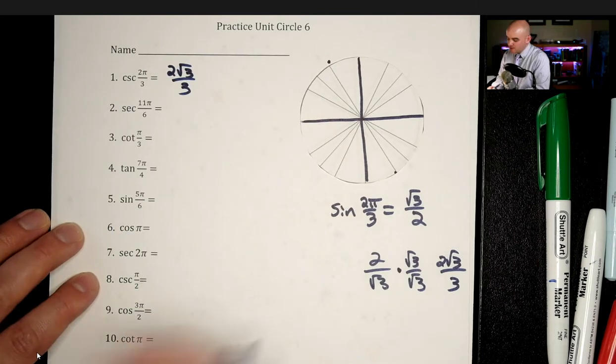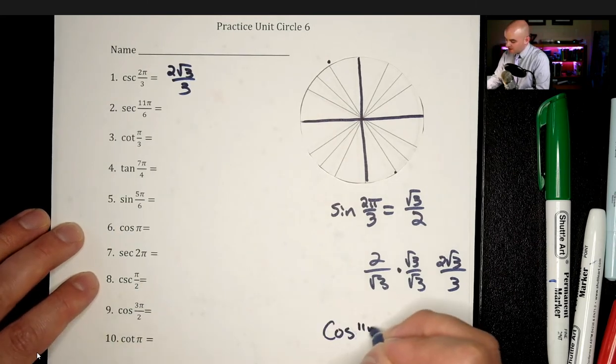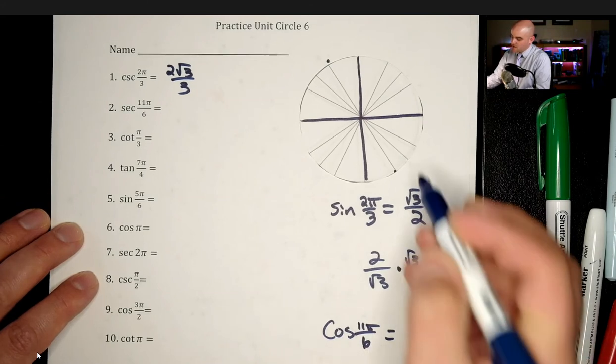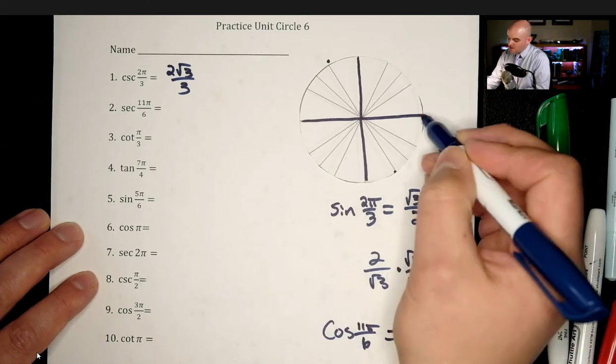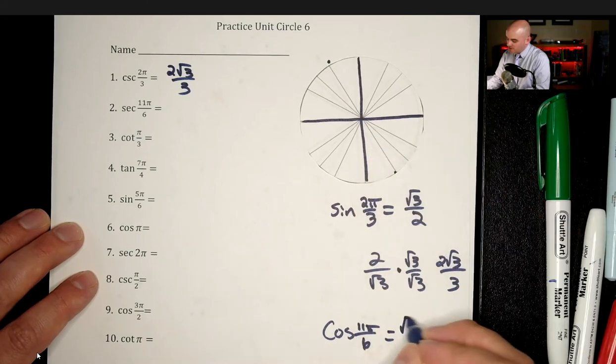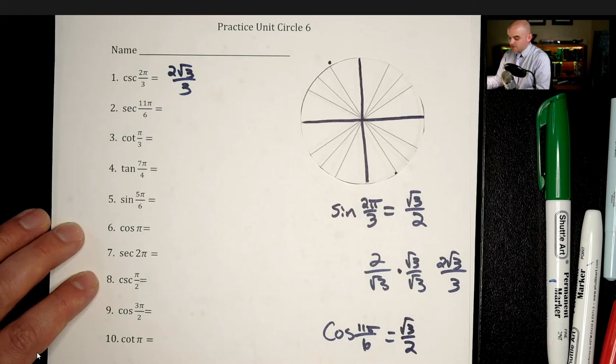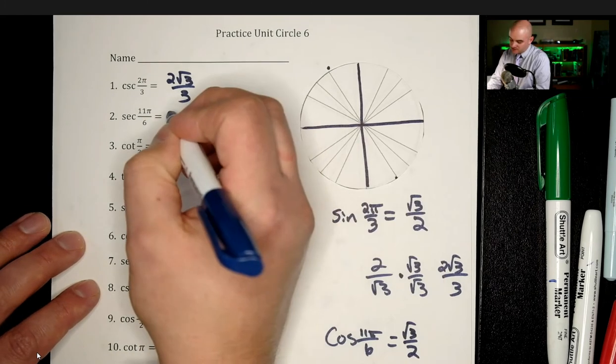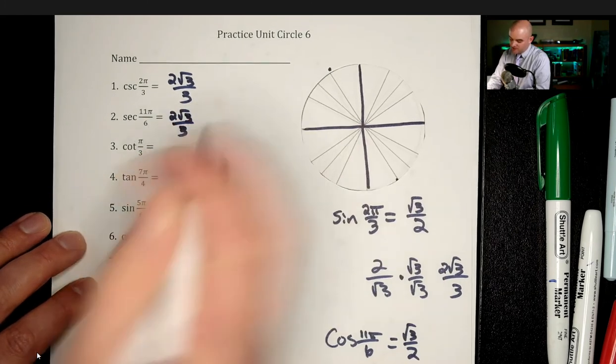For the secant, I'm going to figure out the cosine of 11 pi over 6 first. So 11 pi over 6 is right here, 1 pi over 6 shy of 2 pi. And so the cosine value there is √3 over 2. So when I flip that, I get the secant. Well, guess what? It's going to be the same thing because it's the same value I'm flipping as I got in number 1.